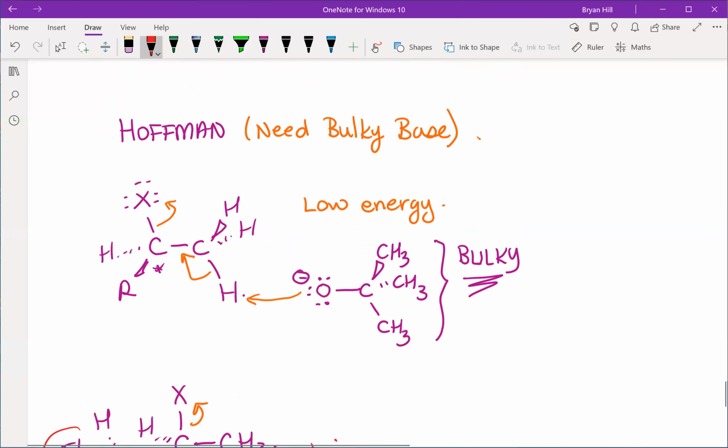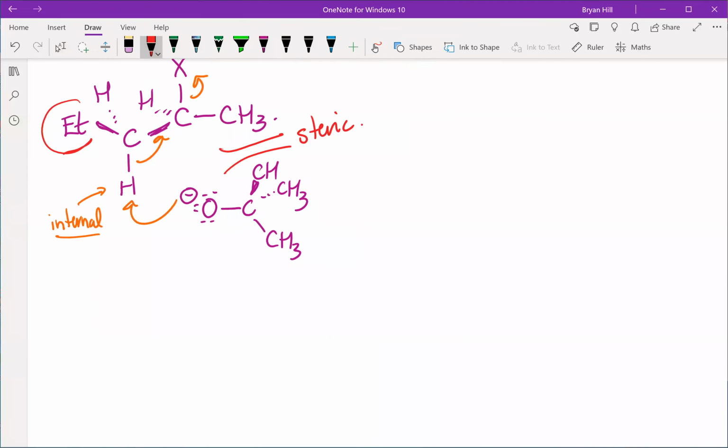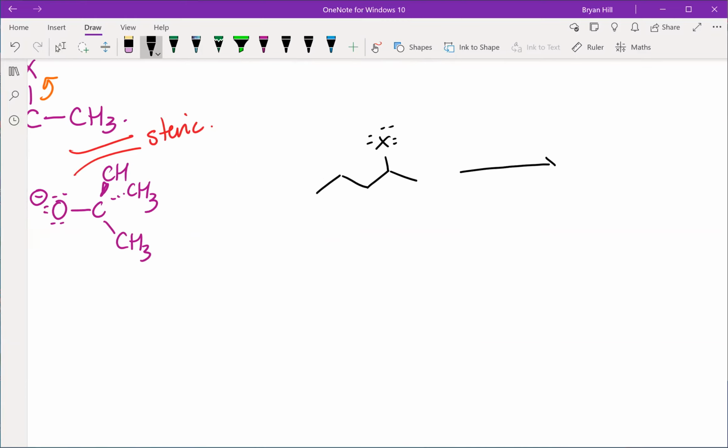So with Hofmann products, you can use a bulky base. So if you had, as an example, let's redo this. Conditions for a Hofmann elimination would be you would use tert-butoxide, which usually comes with potassium. Tert-butanol is a good solvent. What we're going to see is protic solvents are good for elimination.